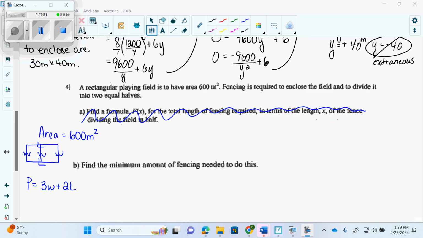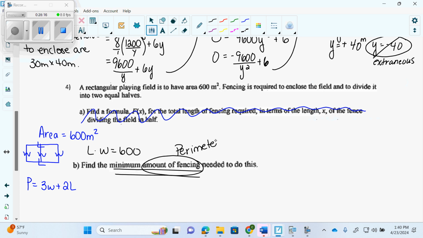So remember that whatever's in the question is the one that you're going to differentiate, correct? This one says a rectangular playing field has an area of this. So I know length times width is 600. It says fencing is required to enclose the field and divide it into 2 halves. Find the minimum amount of fencing. So they're making me find the minimum amount of fencing. So that's perimeter. I'm going to have to take the perimeter formula and do the first derivative of it. Whenever you ask for minimum cost, you find the cost formula and take the derivative. If it says minimum or maximum area, then you take the area formula and find the derivative of it.